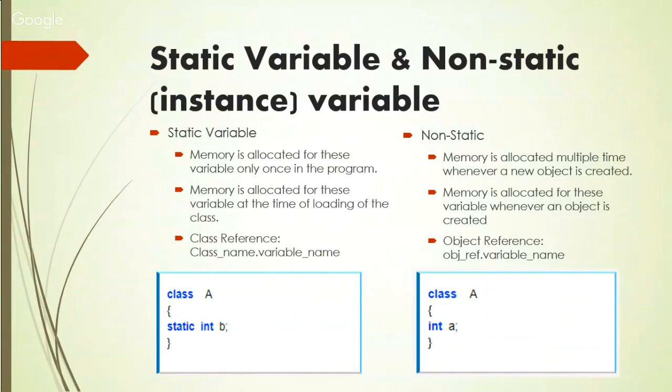Okay, but for non-static variables, memory is allocated multiple times, whenever a new object is created. Memory is allocated for this variable whenever an object is created. Objects can be accessed with the object reference dot variable name, and that is an example.